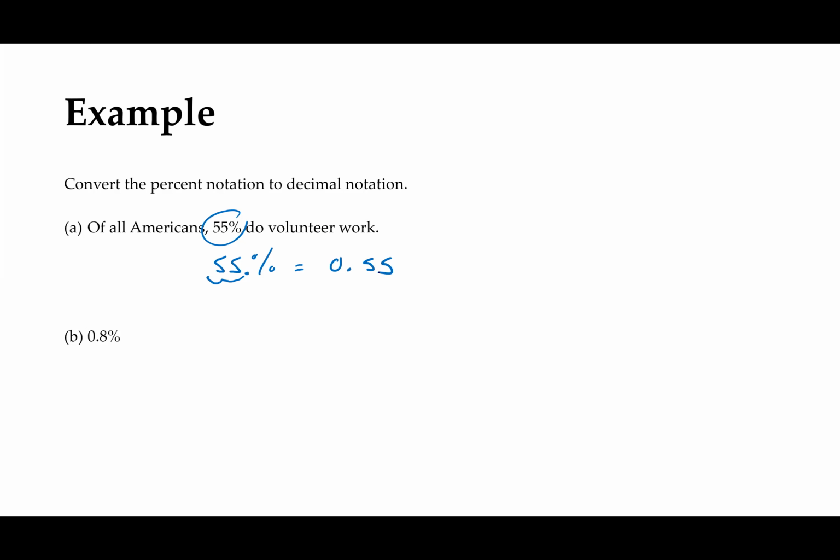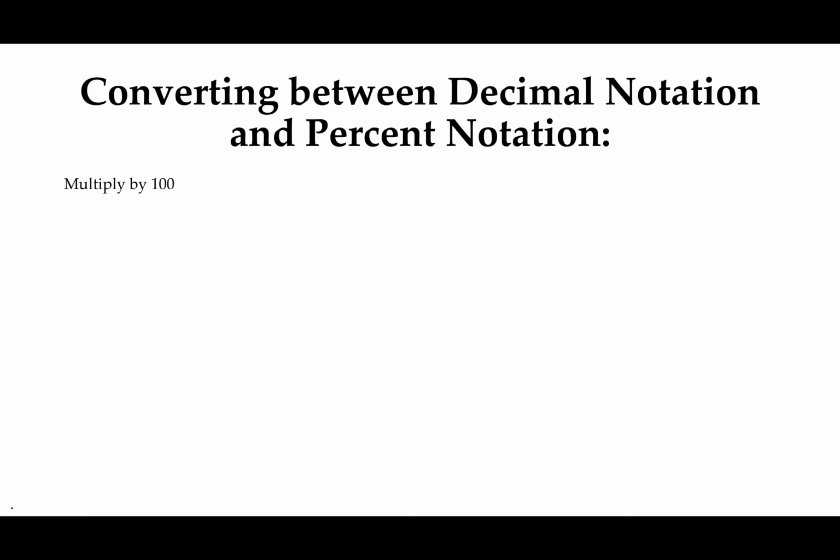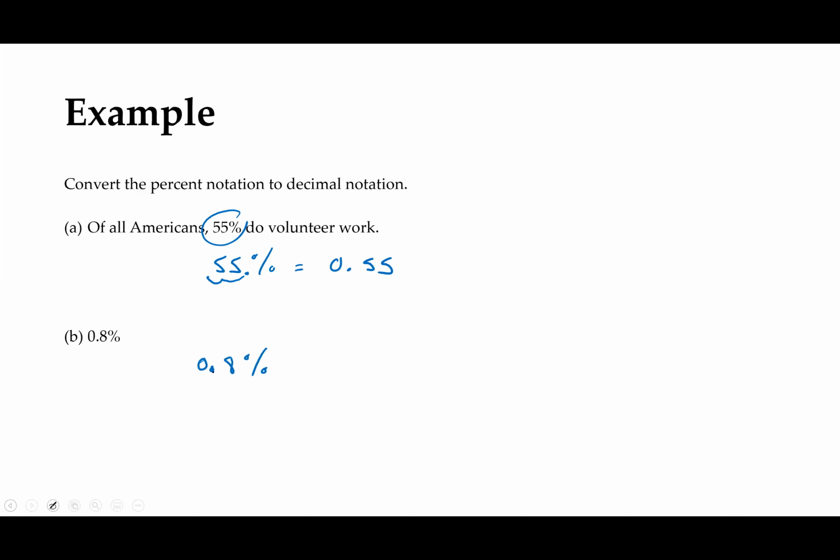How about 0.8%? Well, 0.8%, same thing. I'm going to move the decimal 1, 2 places. And again, that second place that I move it, I'm going to add a placeholder 0. So 0.008, okay?